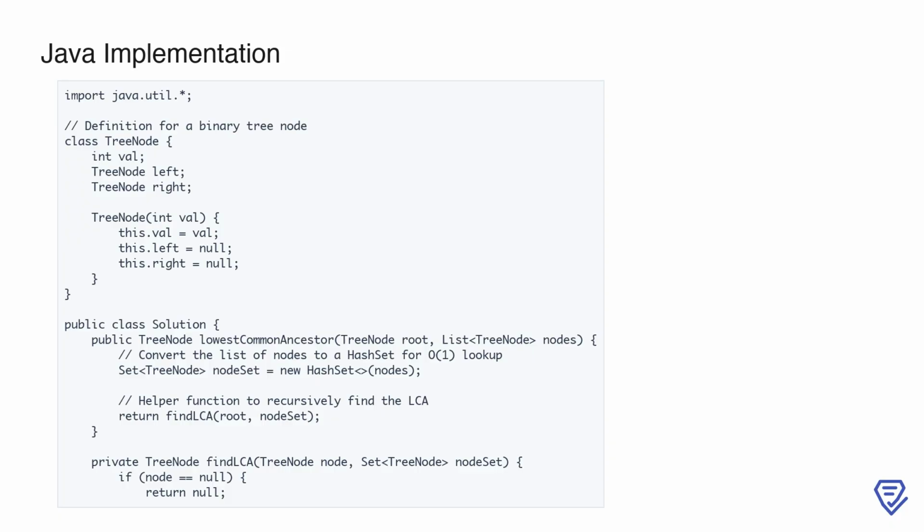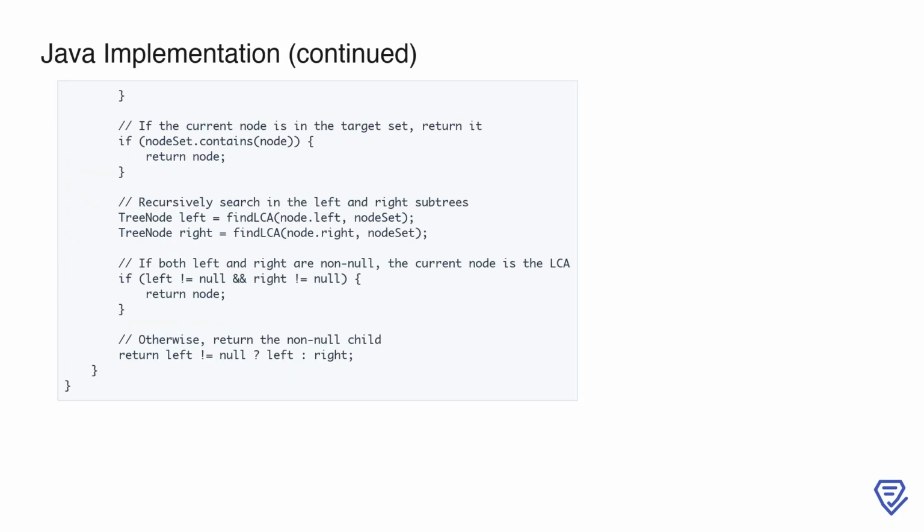The helper function is designed to traverse the tree and identify the ancestor shared by the given nodes. The helper function findLCA begins by checking if the current node is null. If it is, we return null, as there is no further tree to explore. Next, we check if the current node is one of the target nodes by seeing if it exists in the hash set. If it does, we return the current node as it's part of the desired result.